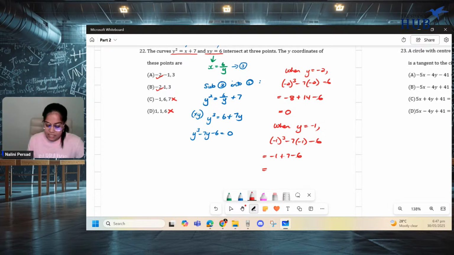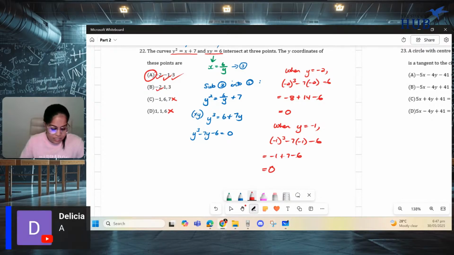Negative 1 plus 7 minus 6 is 0. So yeah, negative 1 is there, 3 is there. Okay, option A is correct. Option A is the answer to this question.